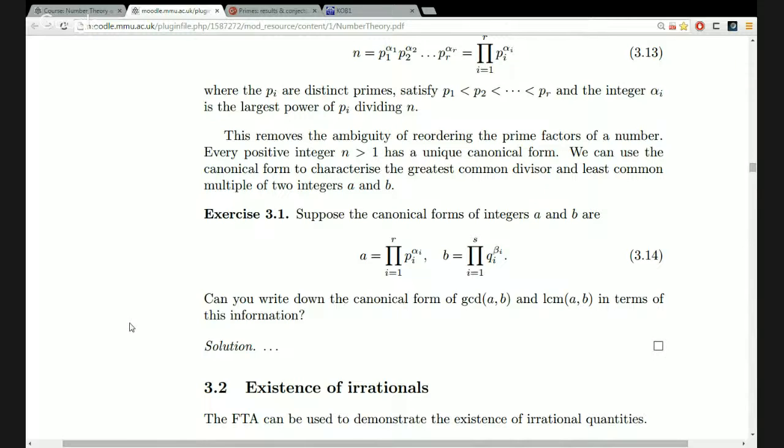So let's call these F, F1 up to Fn, say, such that the set of F1 up to Fn is equal to the union of these two sets, P1 up to PR, union Q1 up to QS. So we just formed this set of primes, which is the union of the two sets of prime factors of A and B. So then we can write the canonical form of A as a product from i equals 1 up to n of Fi to the alpha i, and B is a product from i equals 1 up to n of Fi to the beta i. This is just to get the two descriptions matched together or similar.